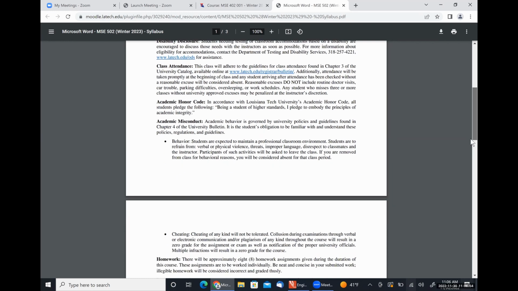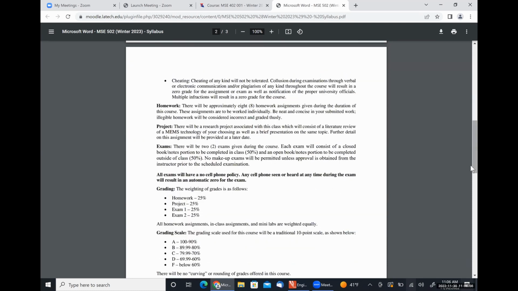Let's see, keep on scrolling down. Homework. So my goal is to assign 8 homework assignments, roughly 1 per week, but not any on the exam weeks and stuff like that. We'll see how that goes. For those of you that have had me in the past, the number is likely to be lower, but that's my goal, 8 assignments. These assignments are meant to be worked individually. Please make sure that I can read them and all of that kind of good stuff.